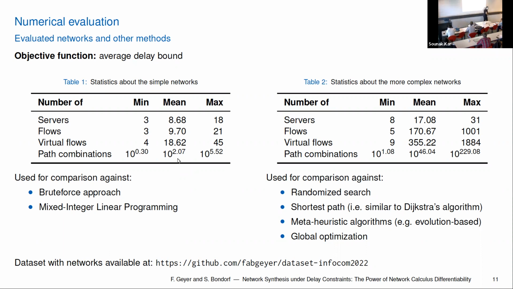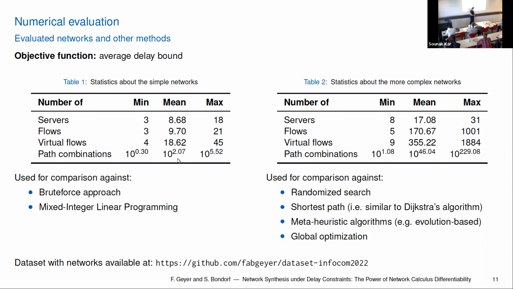And then to check if we can scale even further, there are more complex networks, and just look at this number, the path combinations going to 10 to the power of 229. So the brute force approach is definitely not applicable to the more complex networks anymore. Neither was the mixed integer linear programming. I showed you the initial plot where it doesn't scale too well.